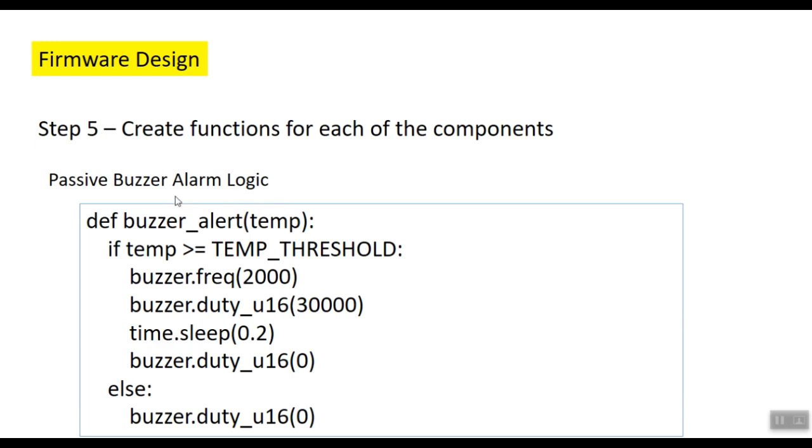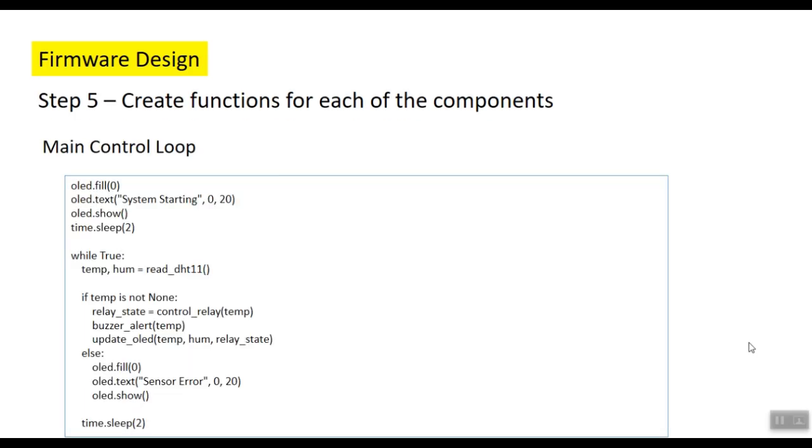Next is the passive buzzer alarm logic. So we're creating a function to help us sound an alert if our temperature value exceeds the threshold value. So this is the function for it. All right, last is the main control loop. After creating all the functions, we create our main loop.